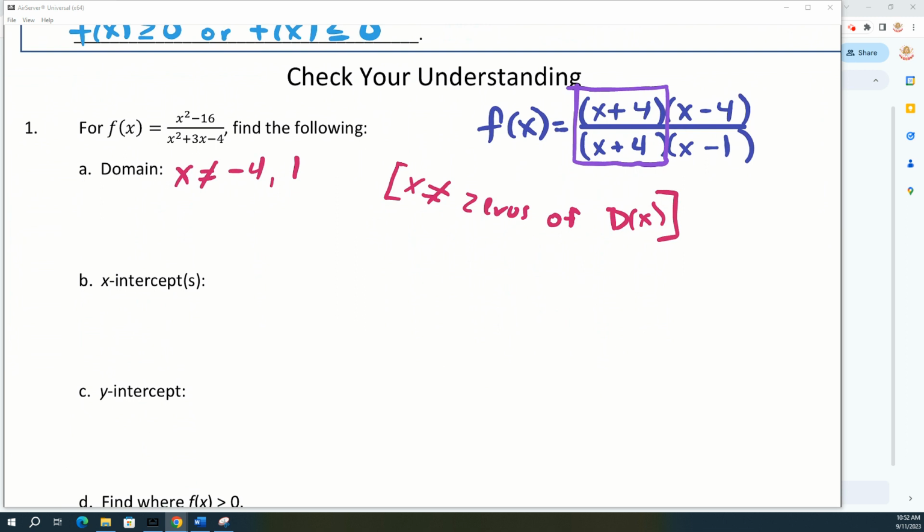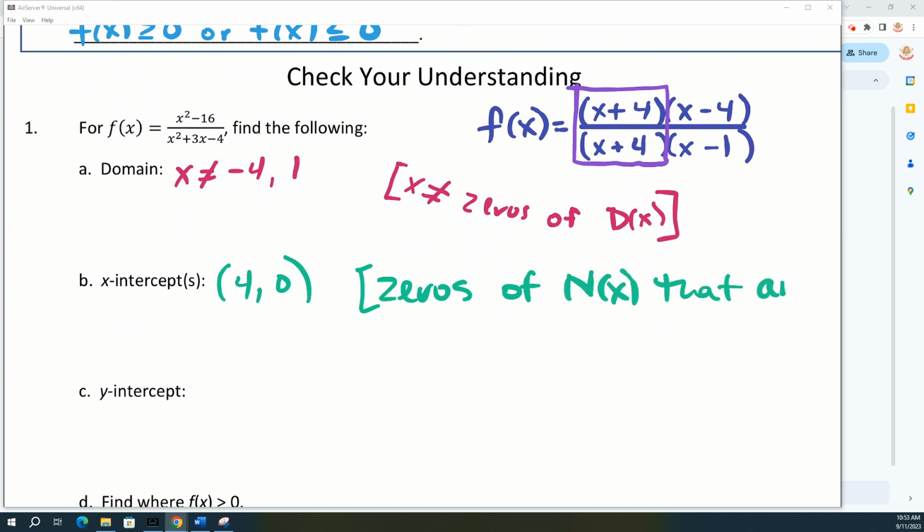And then for the x-intercepts, we're going to look at the numerator and anything that we didn't box off that is in common with the denominator. So anything left over, whatever makes it 0, is going to be the x-intercept. So that's going to be (4, 0). And that was zeros of n of x that are not in common with d of x.